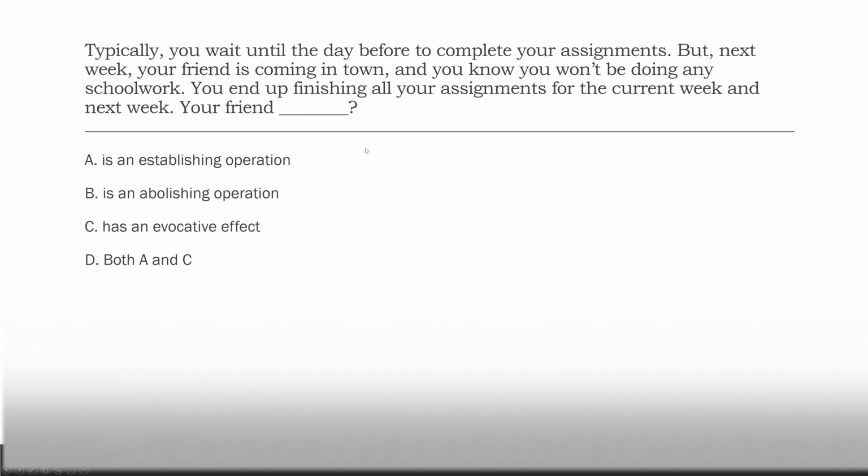So the value is altered and your behavior is altered as well, right? Because typically you wouldn't do all your assignments ahead of time. Temporarily, though, because of your friend, you did. So your friend had an evocative effect on this behavior. So not only did it alter the value of a consequence, it also changed your behavior. So your friend actually functioned as an establishing operation and had an evocative effect. So your friend is D, both A and C.